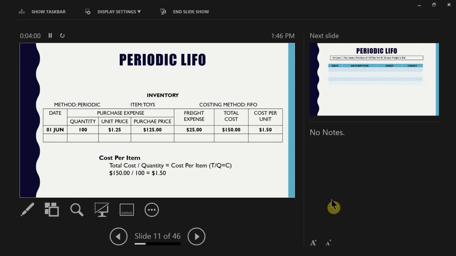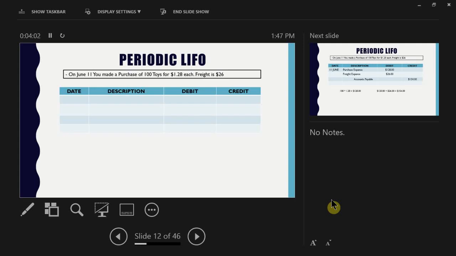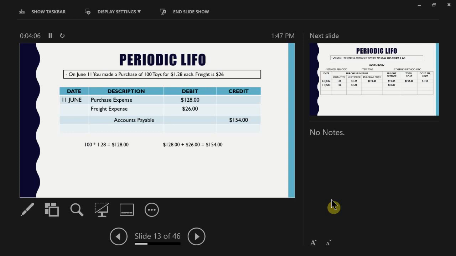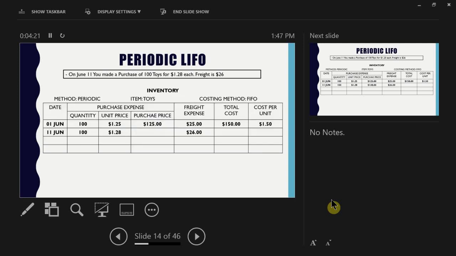Then of course, when we do the same thing for the second one, we're going to recognize that we have to journalize our entries, right? But this time on June 11th, I purchased 100 toys at $1.28 plus a freight of 26. So in this case, I'm going to apply it right back into my inventory worksheet.